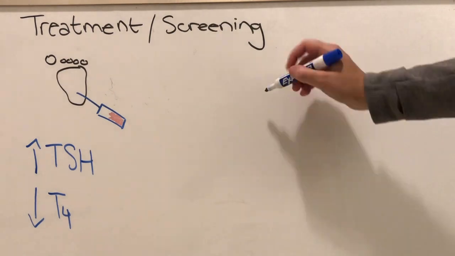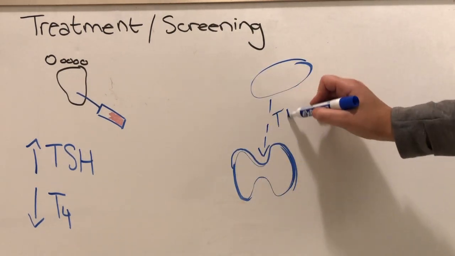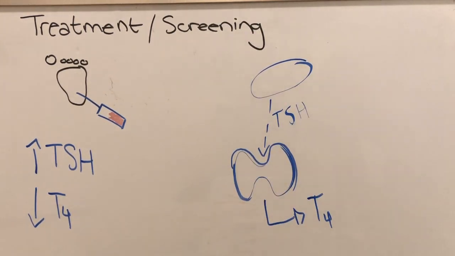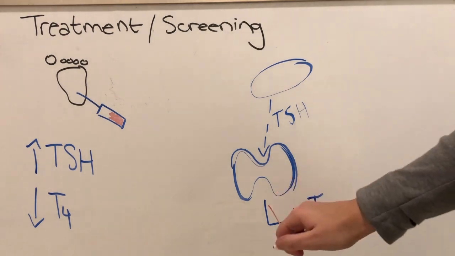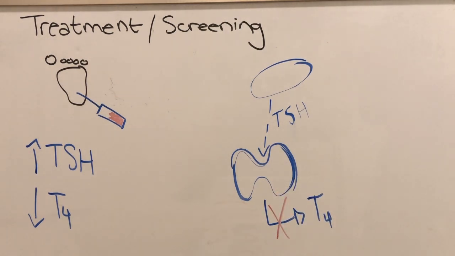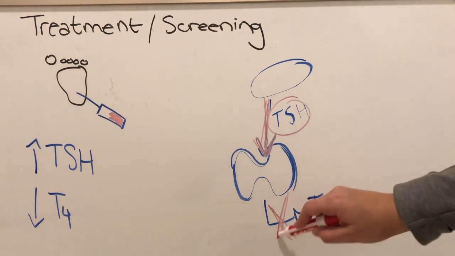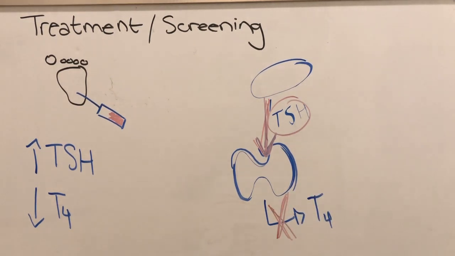Remember at the beginning of the video when we explained the connection between the brain and the thyroid gland. If the thyroid is defective, it will stop producing T4 hormone. At this point, the pituitary gland will continue sending thyroid-stimulating hormone, or TSH, to the thyroid gland. However, because the thyroid gland is defective, it will still not produce T4. Therefore, again, TSH levels are high and T4 levels are low.